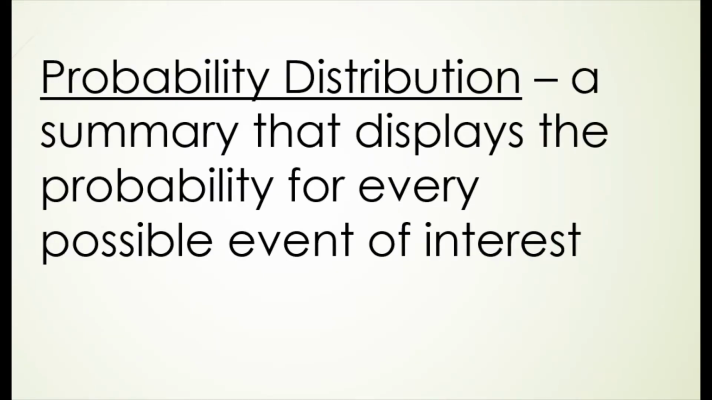First, let's define probability distribution. A probability distribution is a summary that displays the probability for every possible event of interest. So this is usually displayed in a table or a histogram, and we're going to list out every possible event and then the probability for each of those events.